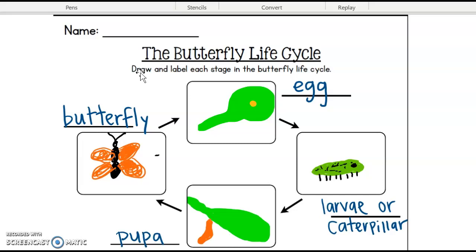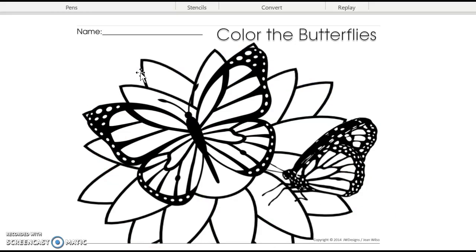Okay, if you're not done with this page, you can go ahead and pause the video. If you are done, I'm going to show you how to do the last page. Your last page looks like this, and all you have to do is color it.